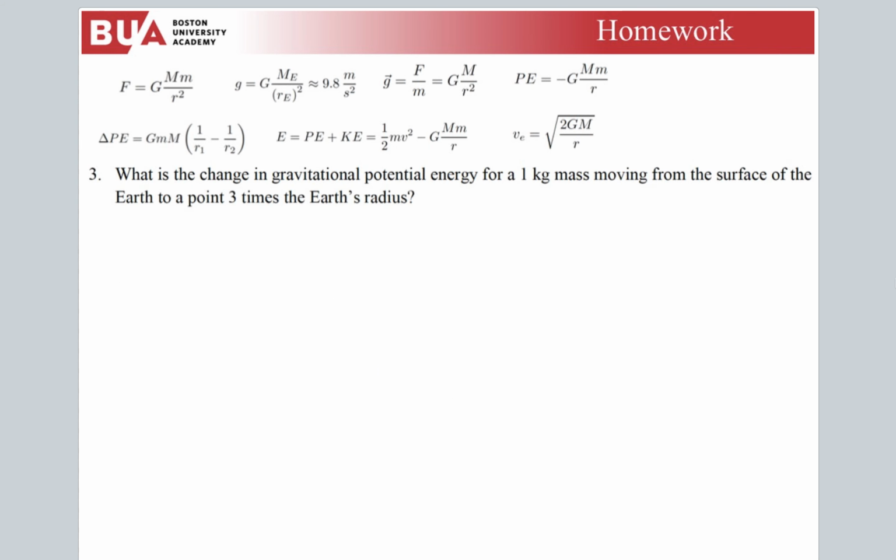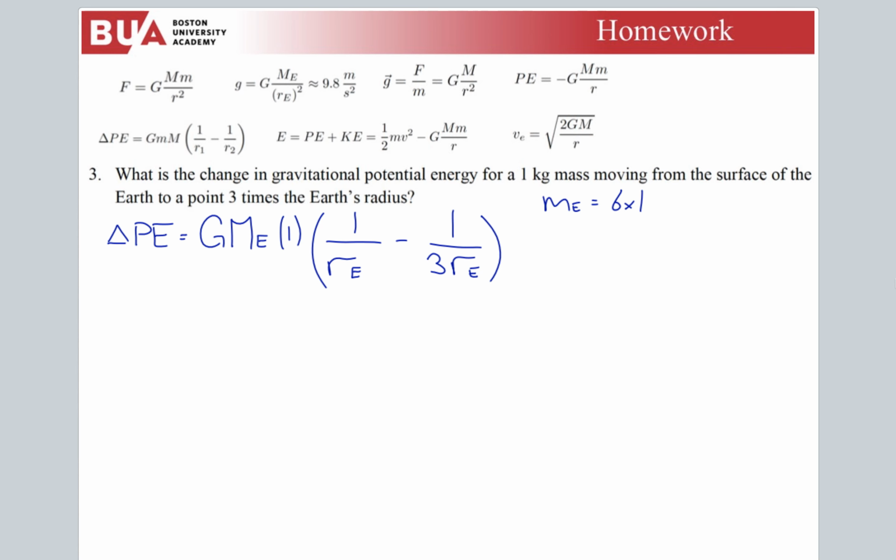Okay. Number three. What is the change in gravitational potential energy for a 1 kilogram mass moving from the surface of the Earth to a point 3 times the Earth's radius? So we have the change in potential energy is G times the mass of the Earth, 1 kilogram is the other mass, times, we start at the radius of the Earth, R1, we go to 3 times the radius of the Earth. Okay, mass of the Earth, 6 times 10 to the 24. Radius of the Earth, 6.4 times 10 to the 6 meters. Okay?